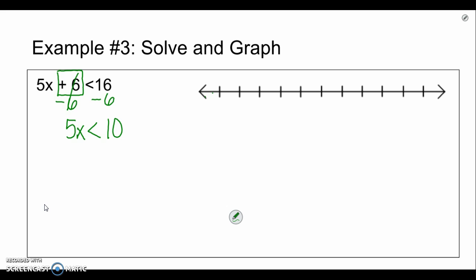The opposite of multiplying by 5 is to divide by 5. So we divide both sides of our inequality by 5, and x is less than 2. Now we're going to graph this on our number line. So we have all positive numbers in our solution set.